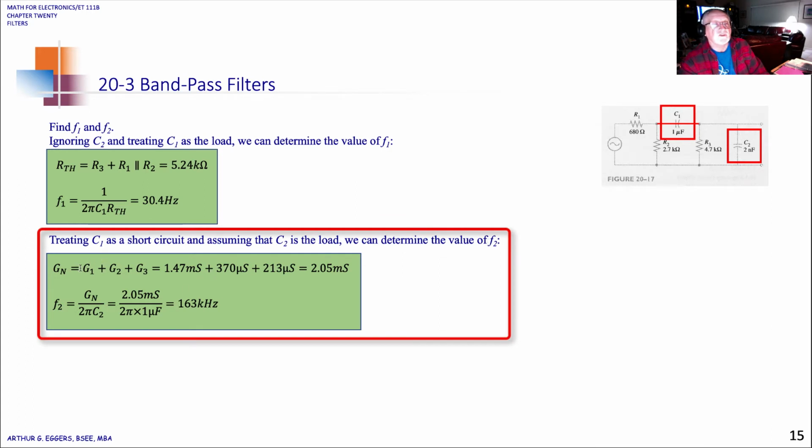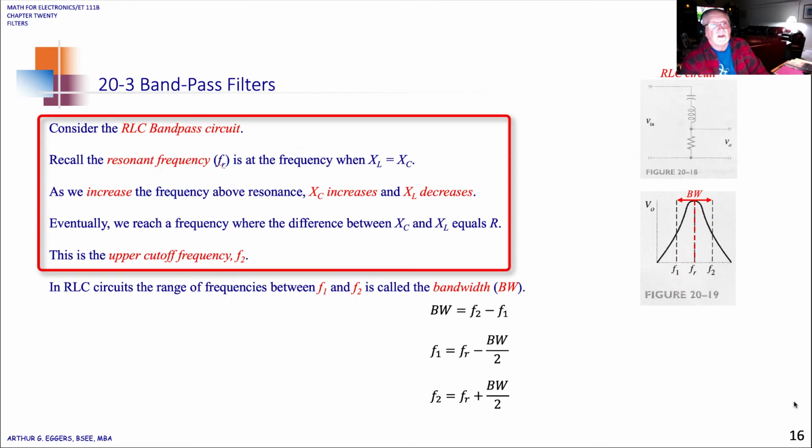Again, we calculate for G Norton, find the conductance for the three resistors. We get 2.05 millisiemens, and we can solve for F sub 2. Norton's conductance divided by 2 pi C2 gives us 163 kilohertz.